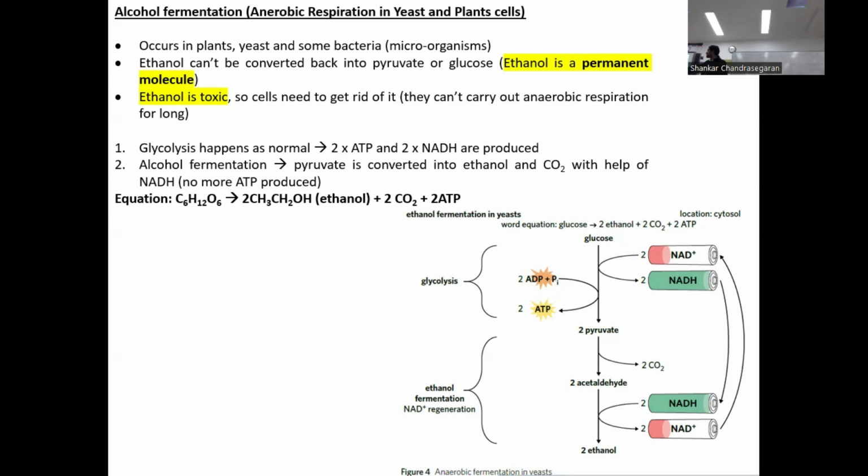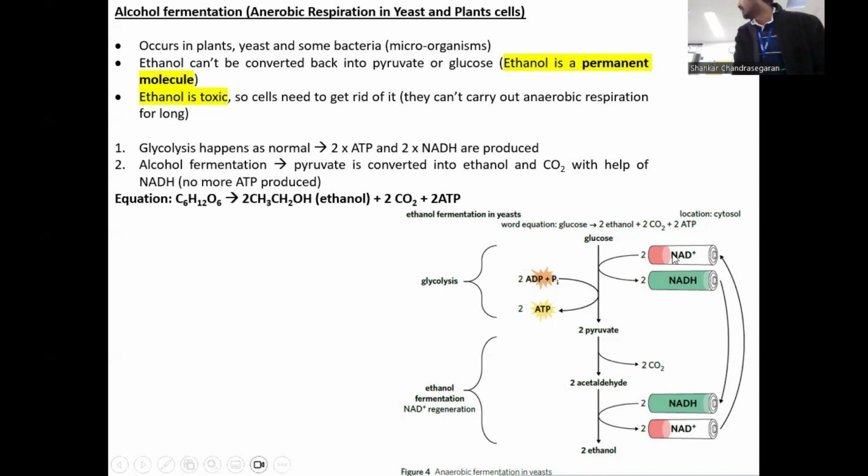Second is alcohol fermentation, and this is alcohol fermentation instead of lactic fermentation because this is happening in plant and yeast cells. So when the pyruvate is being broken down, it will be broken down into ethanol and carbon dioxide. So these two will be generated instead of lactic acid, as in animal cells, and no additional ATP is produced. So essentially, the chemical formula can be simplified as glucose broken down into ethanol and carbon dioxide along with 2 ATP.